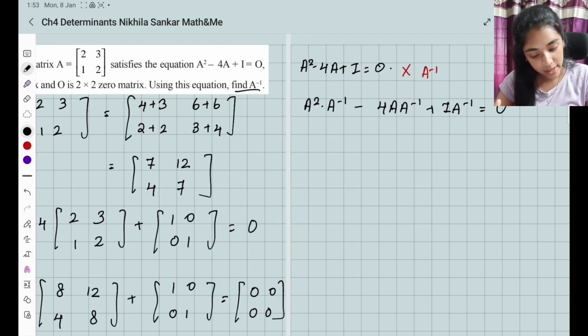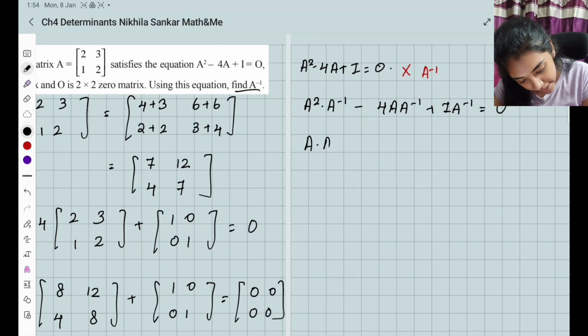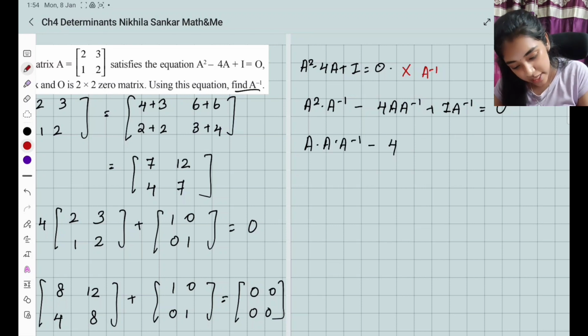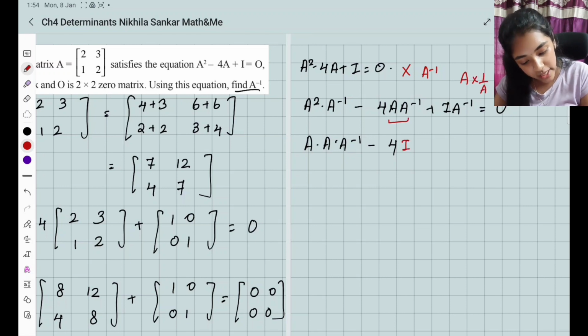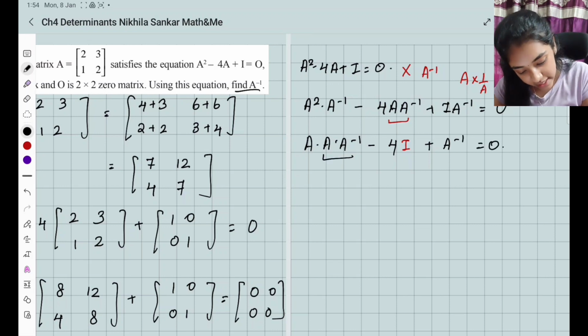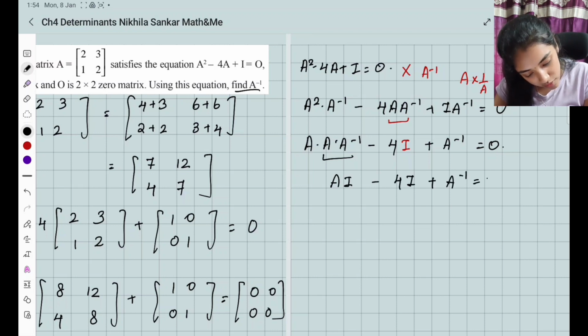Okay. So what do I have now? I have A times A inverse minus 4 times. What is A times A inverse? A into A inverse means A into 1 by A. So this is going to be an identity matrix. Okay. So A times A inverse is an identity matrix. And any matrix times the identity is the matrix itself. So the right side is going to be 0. So I have A into I minus 4I plus A inverse equals 0.